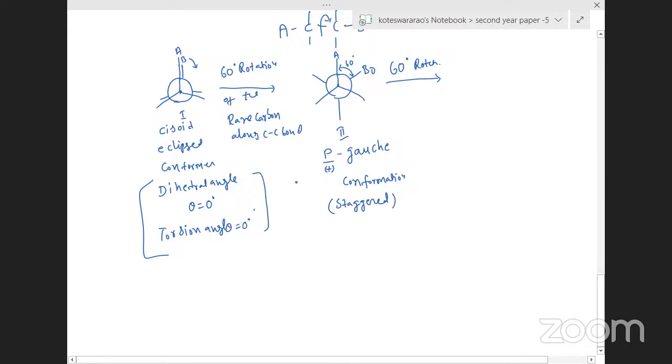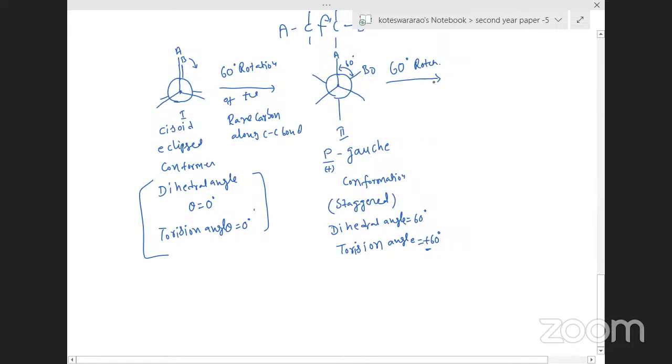Next, the para-gauche or gauche conformation, or staggered conformation. Here, when we rotate 60 degrees, the dihedral angle theta is equal to 60. But whenever we represent the torsion angle, it is plus 60 degrees. Look here, this is the directional property. We are representing the torsion angle with a directional property.